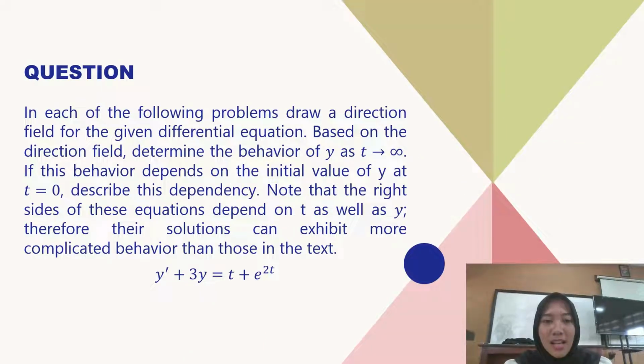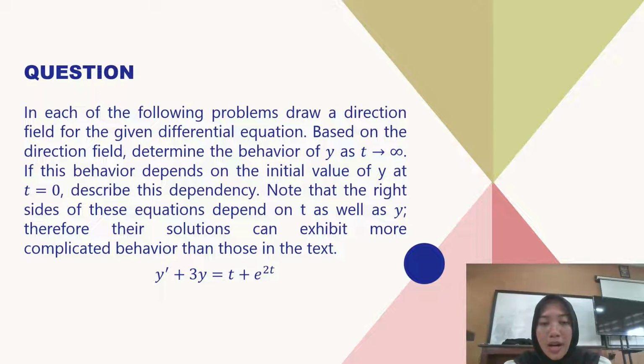Okay, the question is, in each of the following problems, draw a direction field for the given differential equation. Based on the direction field, determine the behavior of y as t goes to infinity. If this behavior depends on the initial value of y at t equal to 0, describe this dependency. Note that the right side of this equation depends on t as well as y. Therefore, their solutions can exhibit more complicated behavior than those in the text.